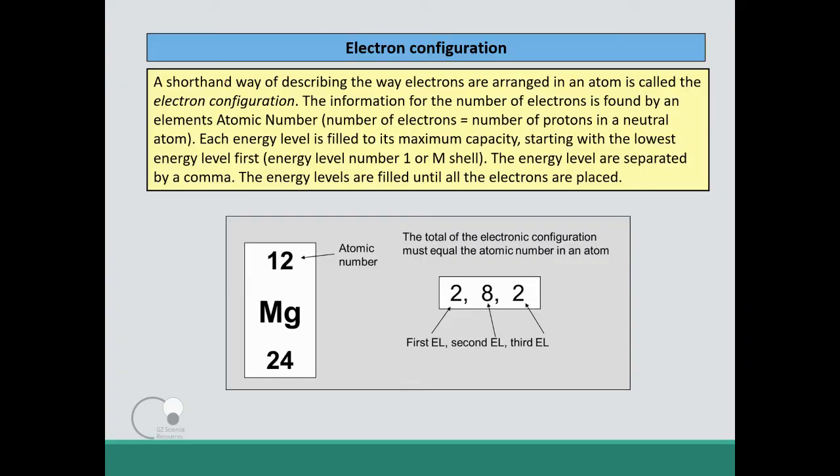The electron configuration, or the electron arrangement, is a shorthand way of describing how the negative electrons are arranged in an atom. Each energy level is filled to its maximum capacity, starting with the lowest energy level first, and we separate them with a comma. For example, magnesium has an atomic number of 12, so it's going to have 12 protons and 12 electrons. The first energy level is 2 and then 8, and to make it up to 12 we add 2 on the end, and that one there is the valence electrons on the outside.